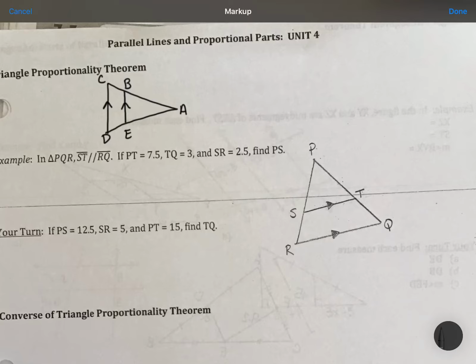And so if you have this situation here, so if you're given 2 sides of a triangle that are parallel, in this case CD is parallel to BE, then we have sides that are proportional to each other. Then we have AB to CB is equal to AE to ED.